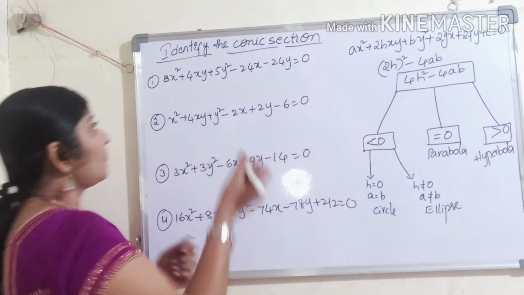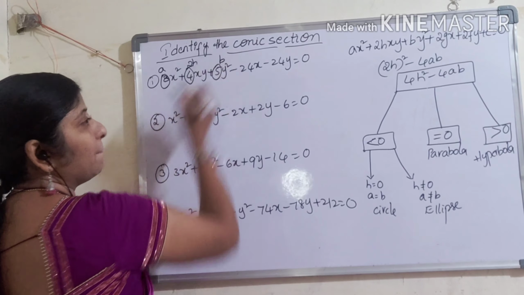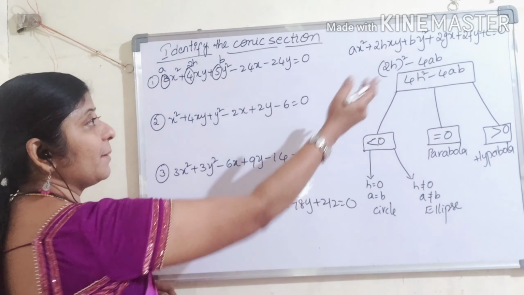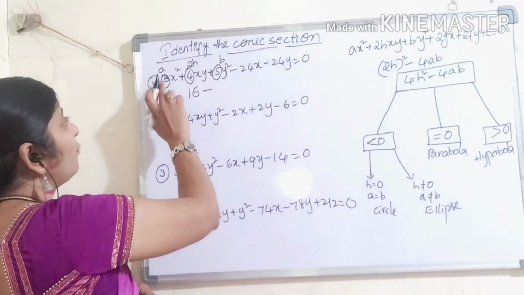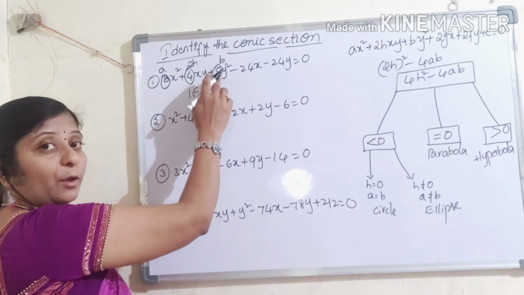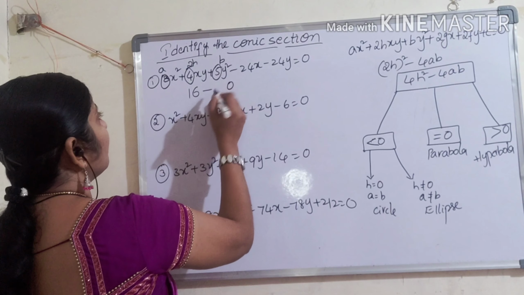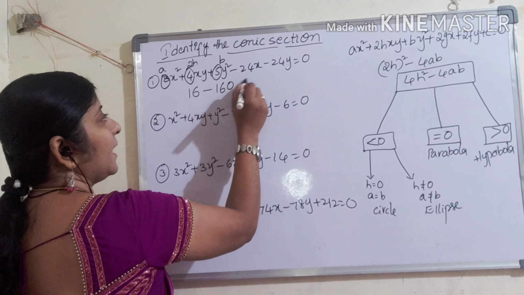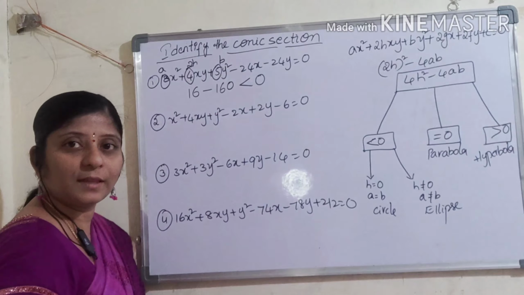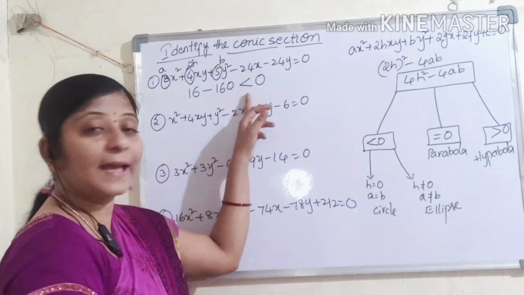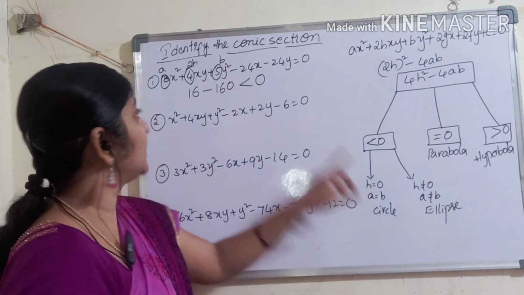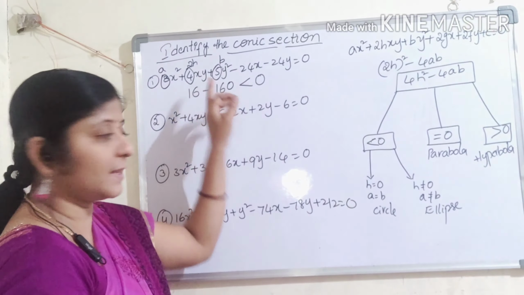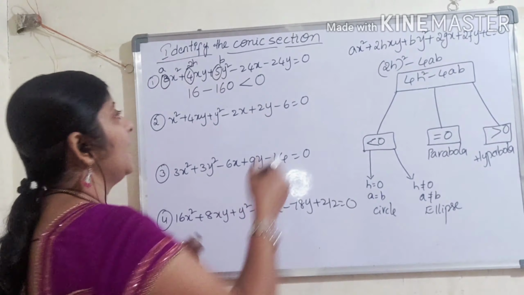Here let this one be a and this one be 2h. This one is b. What is the value of 4h square minus 4ab? Squaring this, we get 16 minus 4 into 8, 32 into 5, 160, which is less than 0. Clearly it is less than 0. When less than 0, we have two cases. But here h is not equal to 0, h is there. So directly it will be an ellipse.